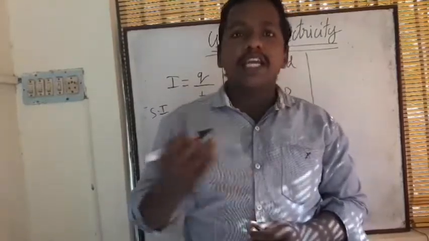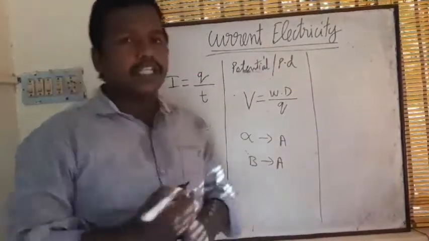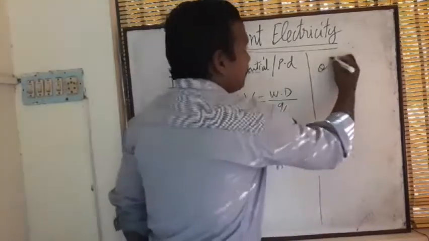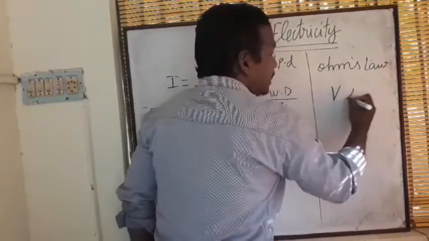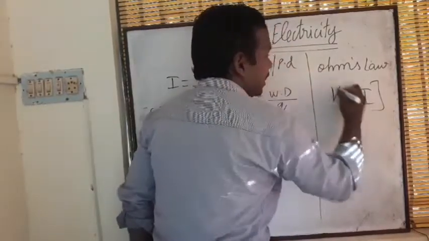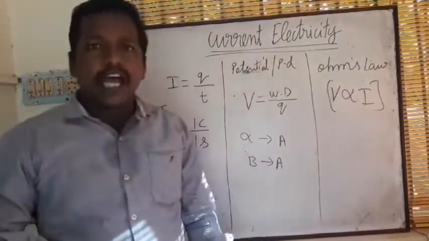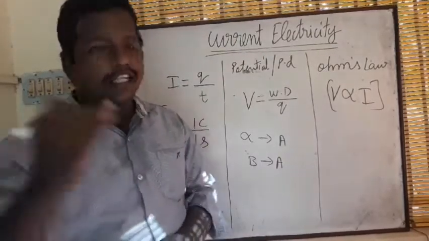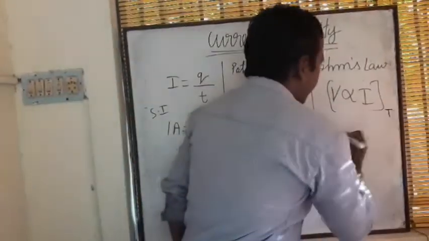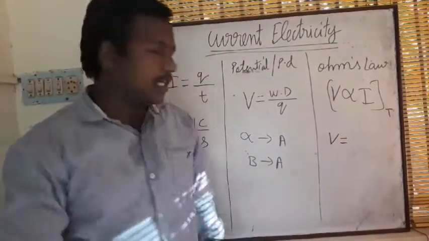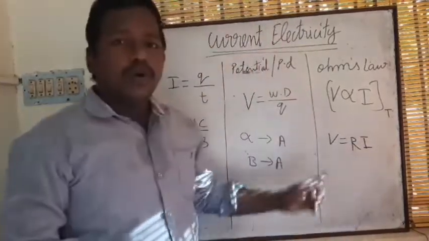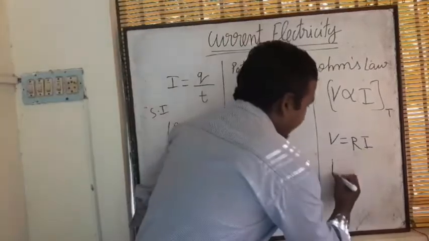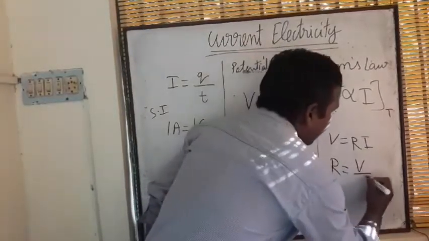The relation between current and voltage is explained with Ohm's law. Ohm's law says the applied potential difference is directly proportional to the current at constant temperature. When removing the proportionality, we include a constant, called R, so V is equal to IR. So R is equal to V by I.